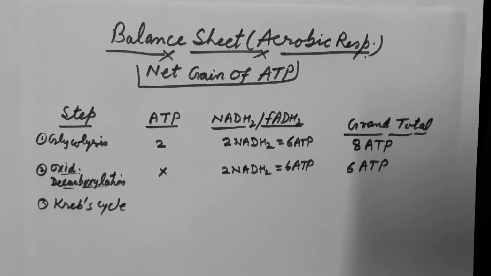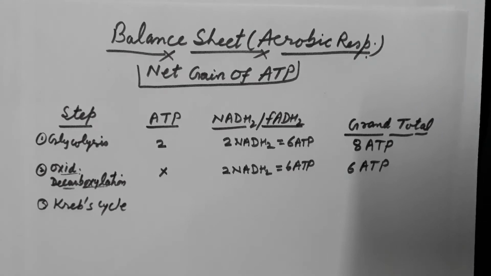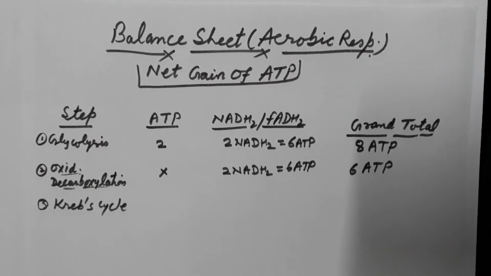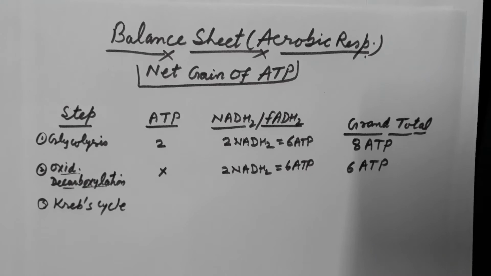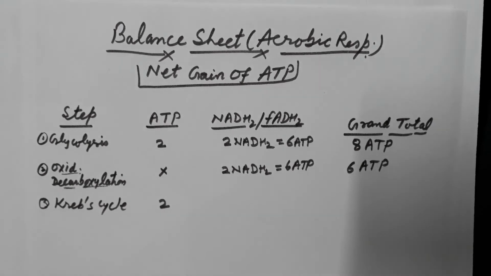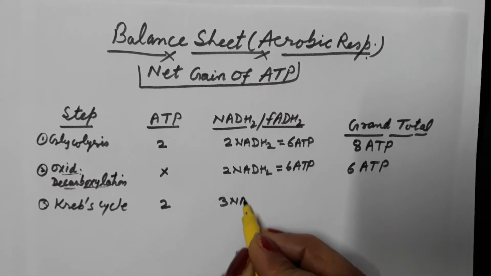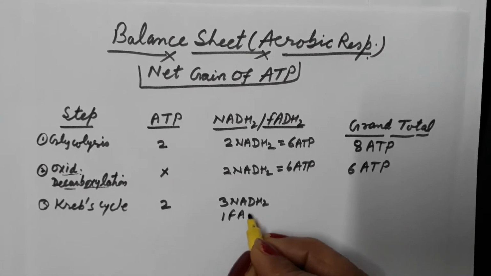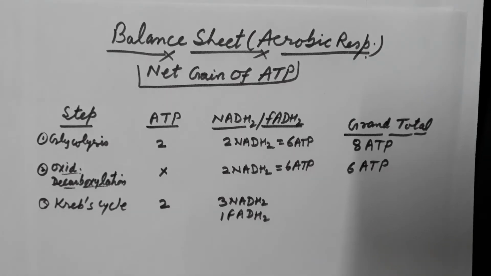In the Krebs cycle on the whole 1 ATP is produced, but 2 Krebs cycles take place in complete aerobic respiration because 2 molecules of acetyl coenzyme A are produced. One enters the 1st Krebs cycle, the other enters the 2nd Krebs cycle. So in 1 Krebs cycle 1 ATP is produced, in 2 Krebs cycles there is a net gain of 2 ATP molecules. In 1 Krebs cycle 3 NADH2 are produced and 1 molecule of FADH2 is produced.